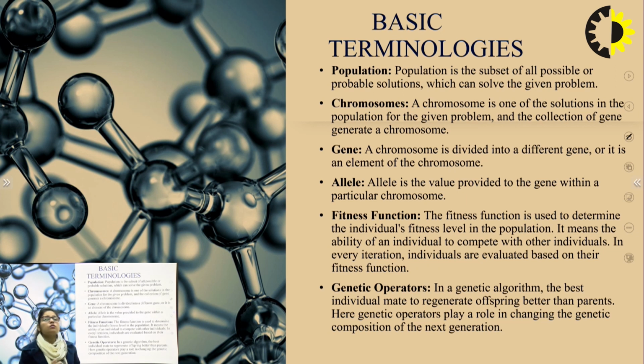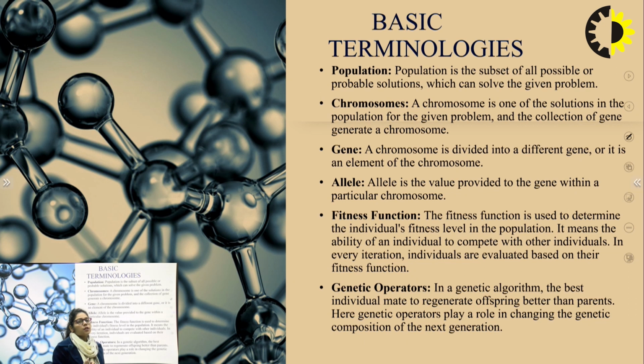Now the second part is chromosomes. A chromosome is one of the solutions in the population for the given problem, and the collection of genes generates a chromosome. This is called a chromosome. Now what is a gene? A gene is an element of the chromosome. Next terminology is allele. An allele is the value provided to the gene within a particular chromosome.